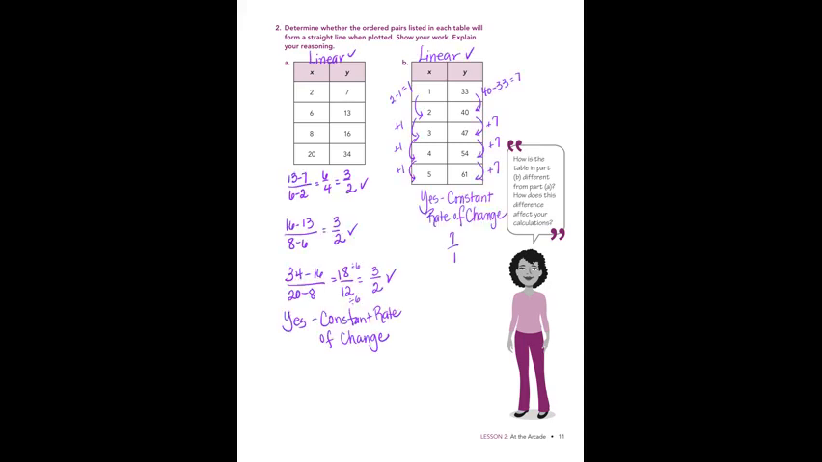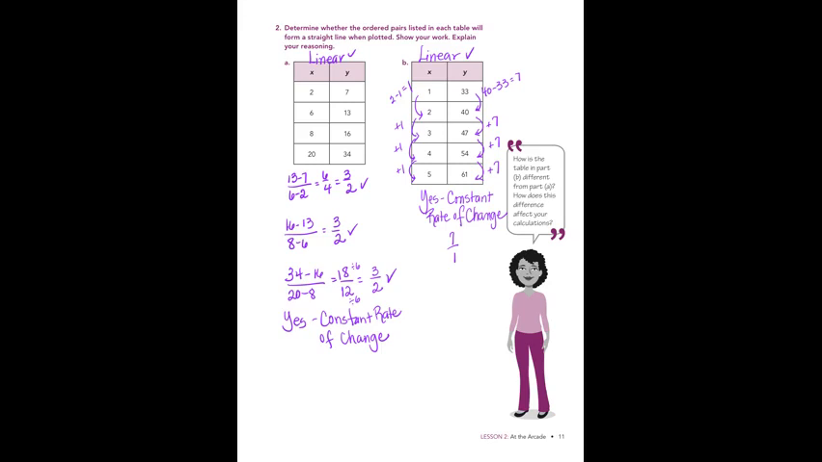Well, hopefully you did a nice job on this. I want you to look at my two tables. On table A, I used the slope formula and showed you how that might look. I found out that each time my rate of change could be simplified to 3/2. So I said, yes, constant rate of change. This is linear. Check that one off.